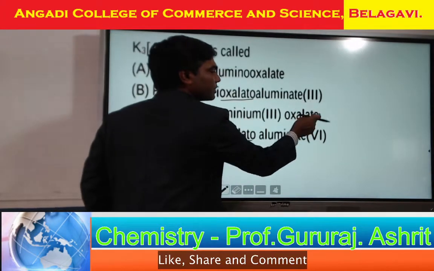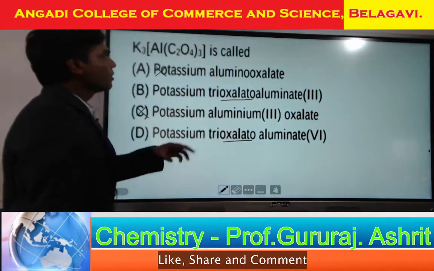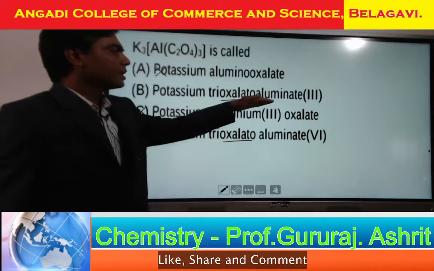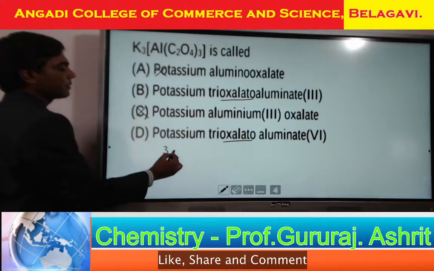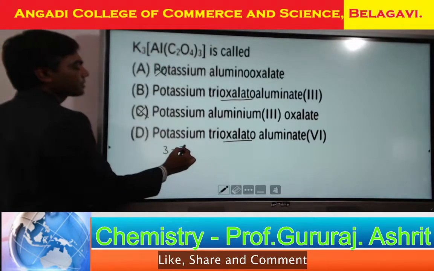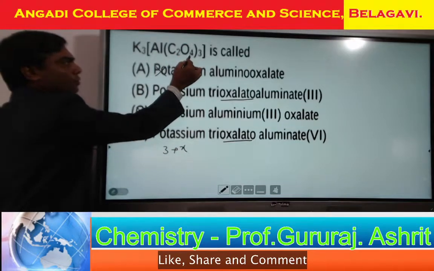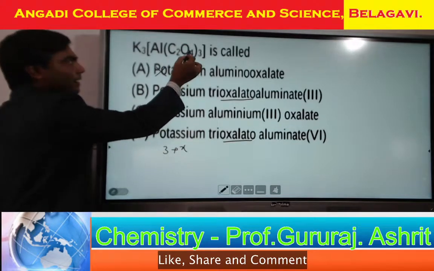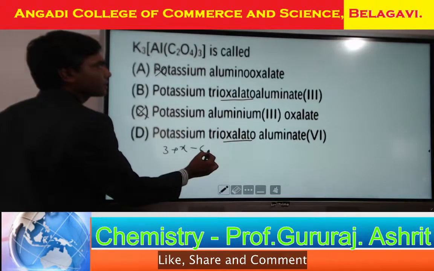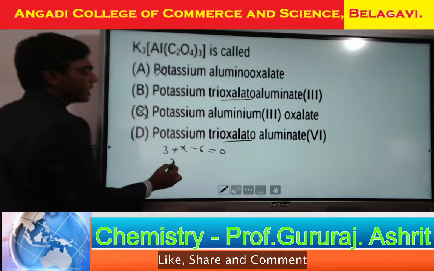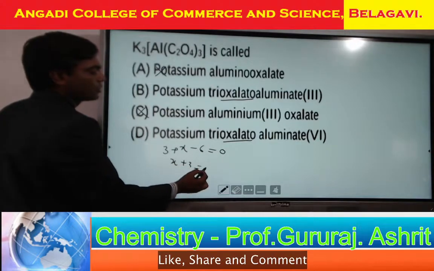Now the only difference is the charge, 3 and 6. Find the charge for this compound, you will get the answer here. So I will find the charge for this one, 3 plus x. You know that C2O4 is a bidentate ligand. It contains a -2 charge. Therefore, -6, and the sum is equal to 0. X plus 3 is equal to 0.